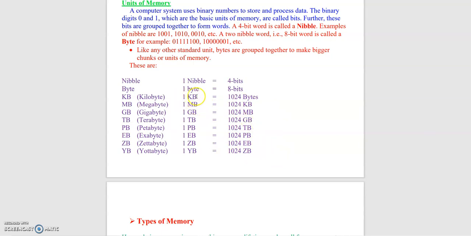I know you all know about KB, MB and GB. Your phones have a data plan of 1 GB per day, or 1.5 GB per day.